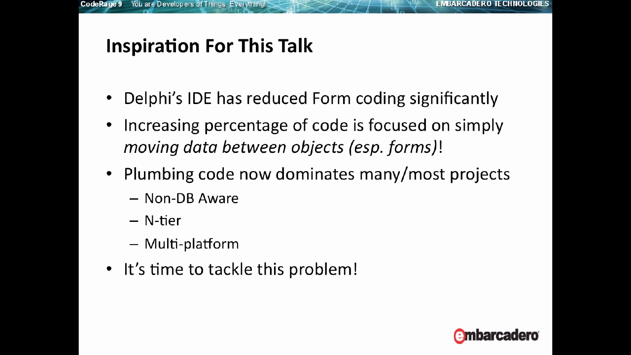So what inspired me for this talk is Delphi. Delphi's IDE has reduced form coding significantly, the amount of coding you have to use to create forms. But over the years, I've noticed that the percentage of code that's focused simply on moving data between objects, in and out of objects and forms, seems to be growing considerably. And this is what I call plumbing code. And I've found that plumbing code now dominates many, if not most, of the projects I work on, especially if they're not database aware, if they're N-tier or multi-platform. It's time to tackle the problem.